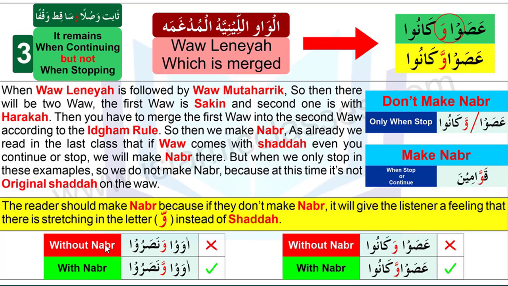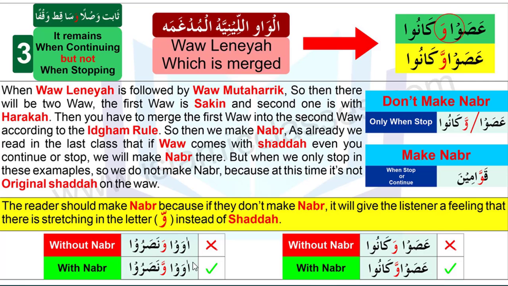Look at the example here without nabr. For example, if you do not make nabr in these examples, what happens? Then it looks like you are lengthening here. As in the example here, you would say awawa nasaru, awawa, wawa. So this is wrong, because it looks like you are lengthening. So this is confusion for the listener. That's why when we merge the first sakin letter into the second mutaharrik letter, we raise our voice to tell the listener there is idgham rule we applied, so you have to make nabr now. So raise your voice. That's why we say awawa nasaru, awawa nasaru. This is the reason we make nabr in these examples, to avoid a lengthening sound.